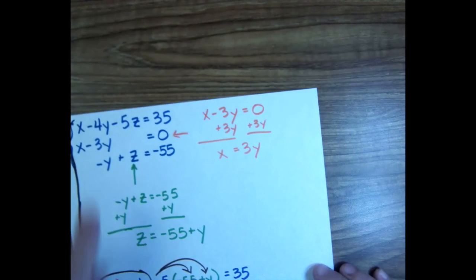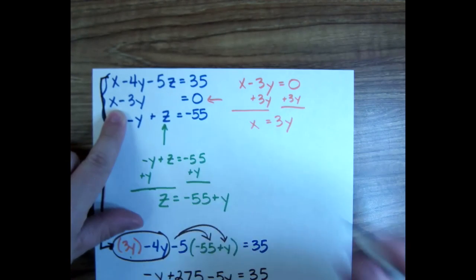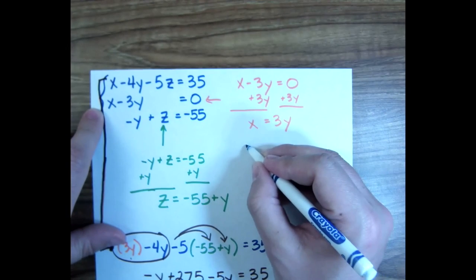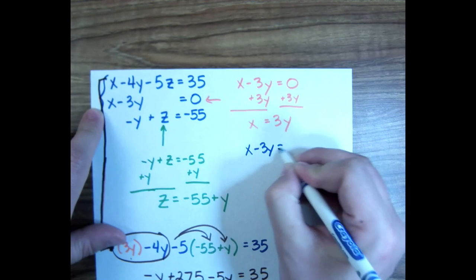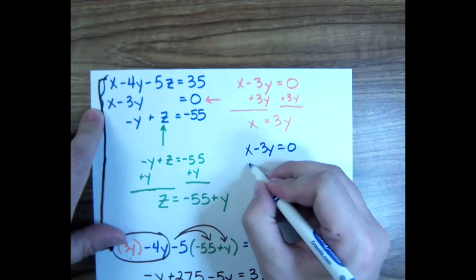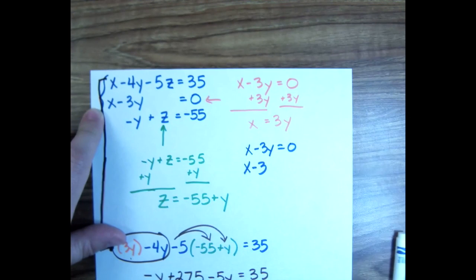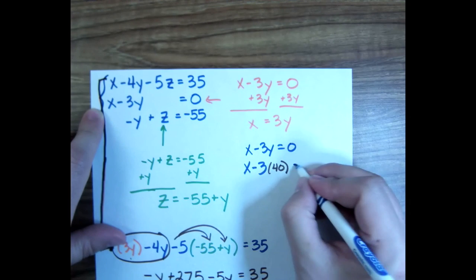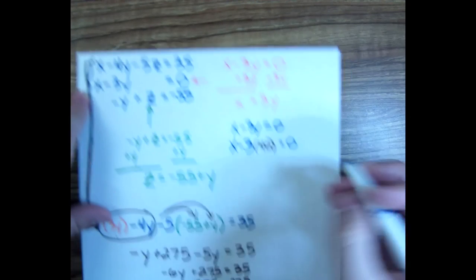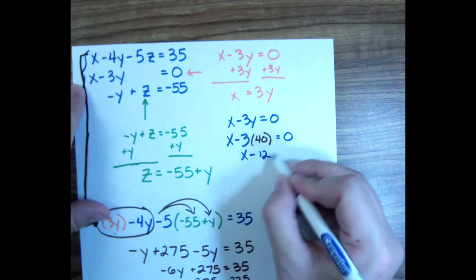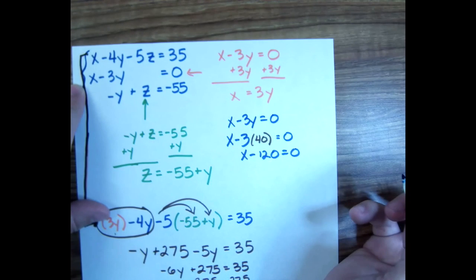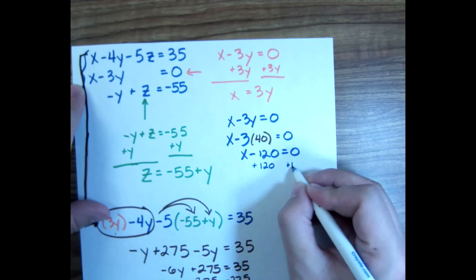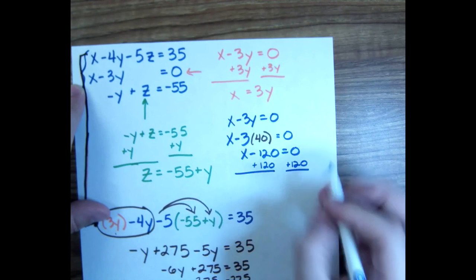That's really easy because this equation only has x and y in it. So let's replace the y with 40. This is equation number 2. x minus 3y equals 0. I'm going to replace the y with 40. So x minus 3 times 40 equals 0. So x minus 120 equals 0. Add 120 to both sides. And x equals 120.